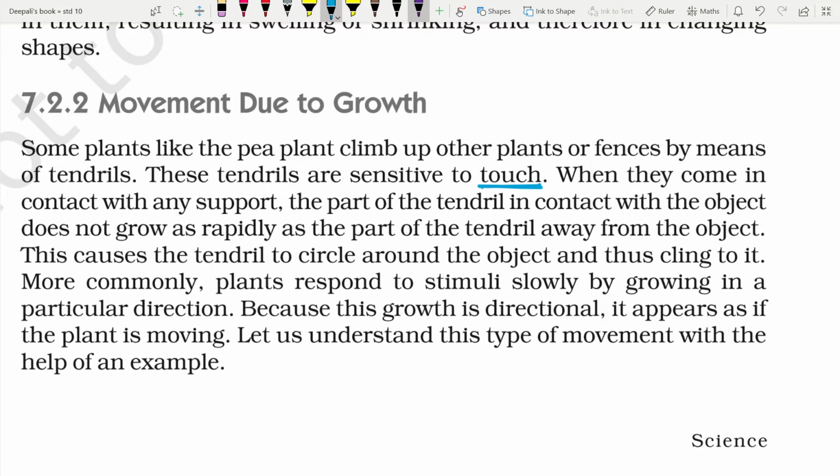So you must have seen the tendrils folding this way around a support. The part which is in contact with the support will not grow, whereas the part which is not in contact with the support will grow. And because of that, we can see the folds in the plants. And that gives us the shape of the tendril.